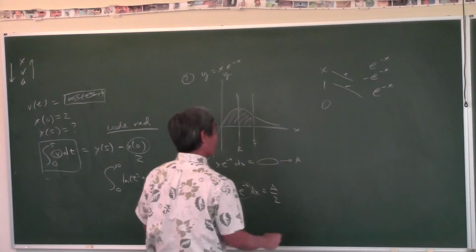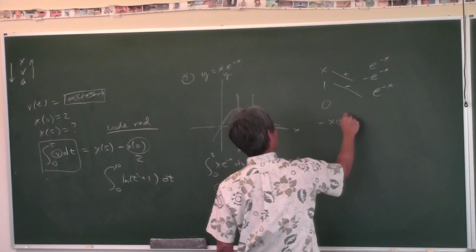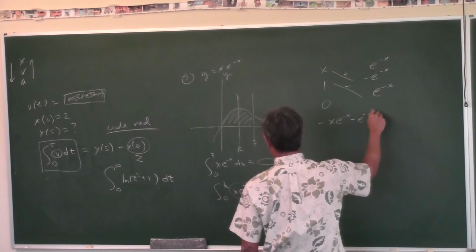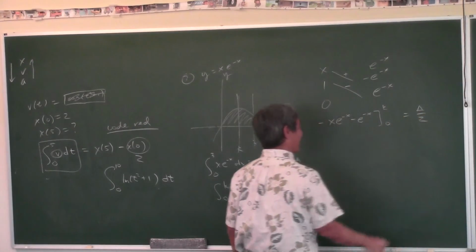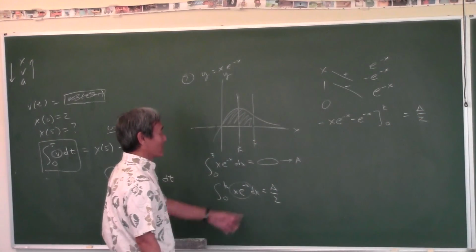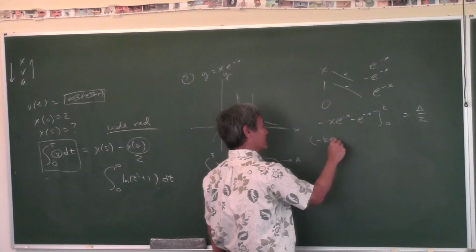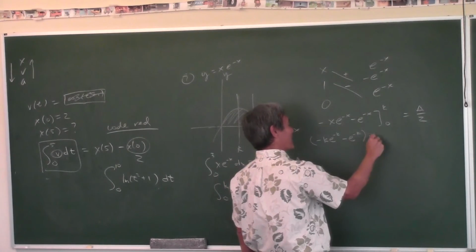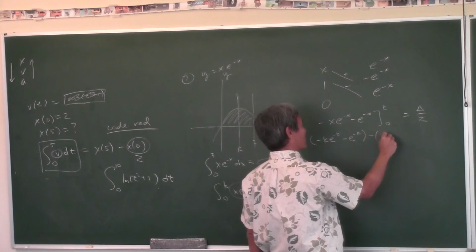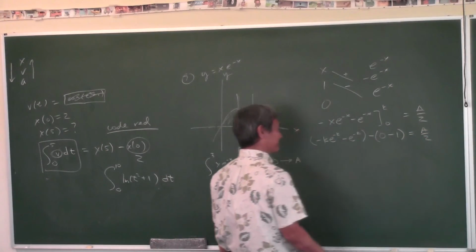So what's the antiderivative of that? It's gonna be negative x e to the negative x, minus e to the negative x from 0 to k. That has to equal half the area. Okay, so how do I compute this part? Plug in the top number. Negative k e to the negative k, minus e to the negative k, minus, plug in the bottom number, 0 minus 1. That equals A over 2.